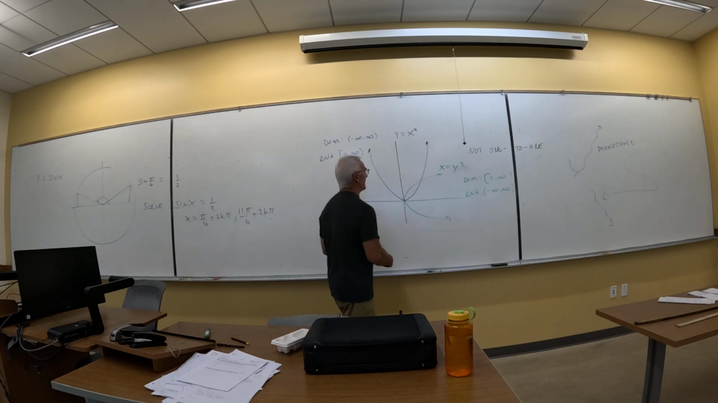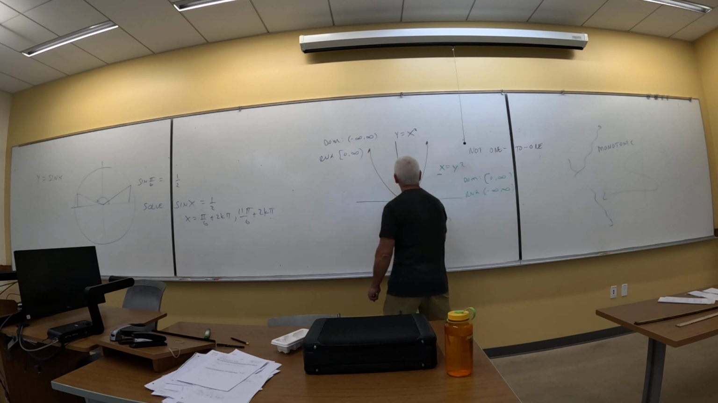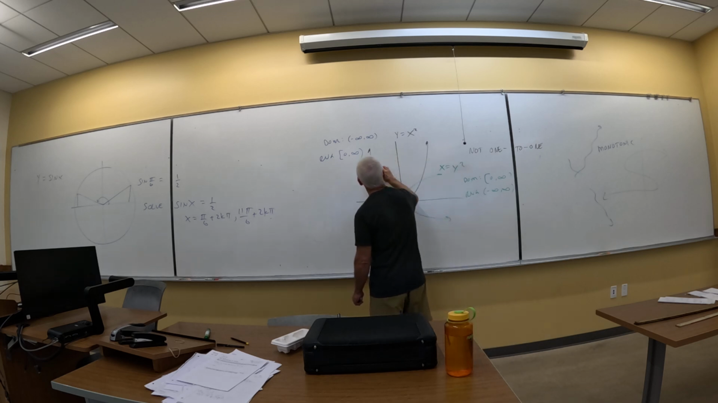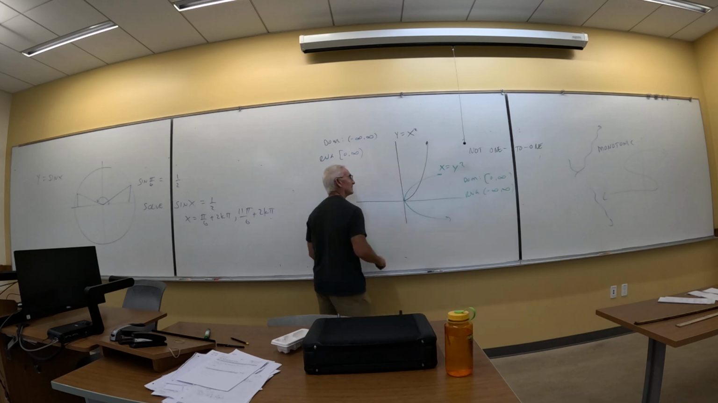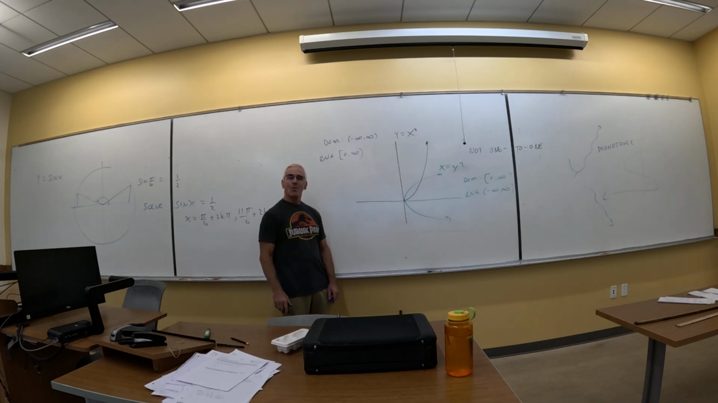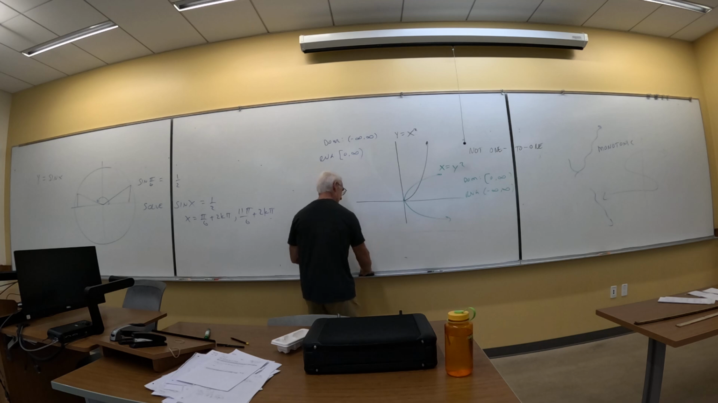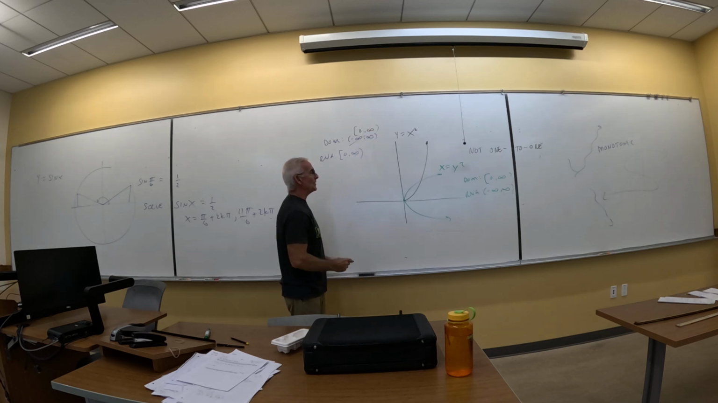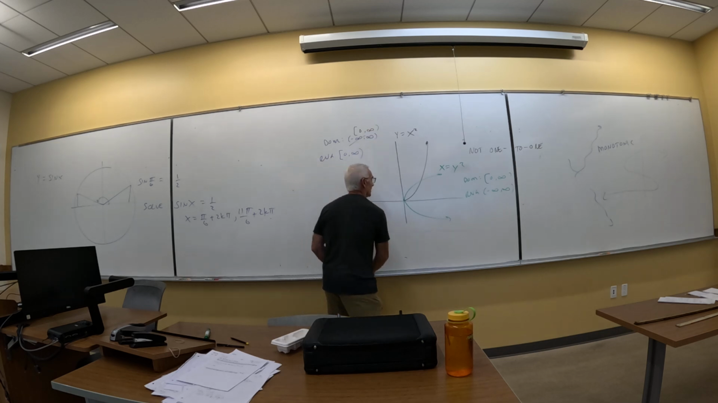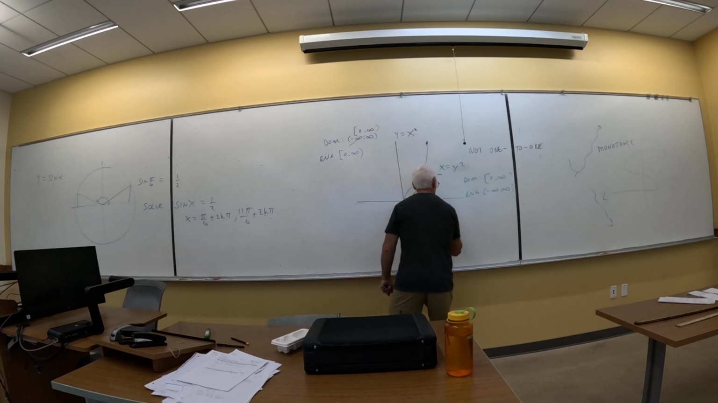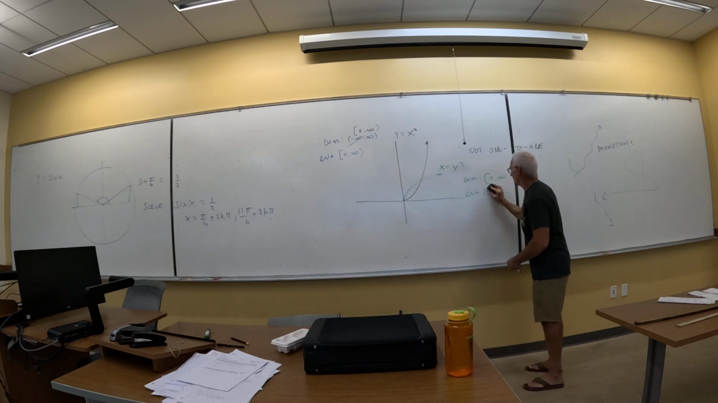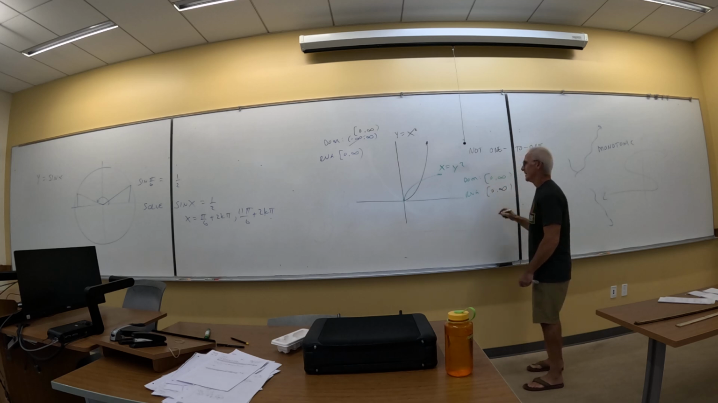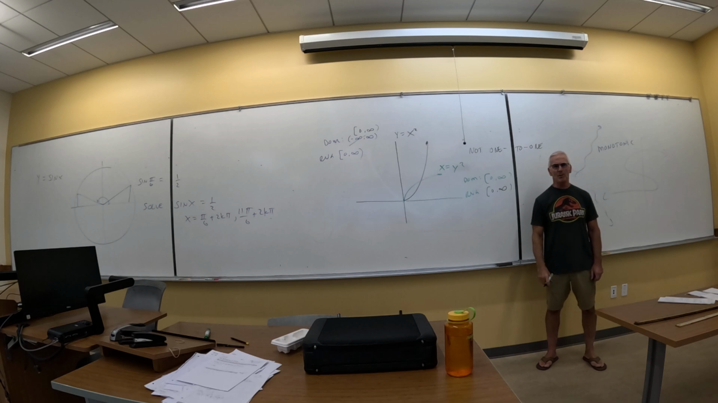So what if I said I'm going to restrict the domain of my y equal x squared to just this? What if I restricted the domain to that? Then what would that do to its inverse? It would restrict the range to that. Are these now both one-to-one functions?